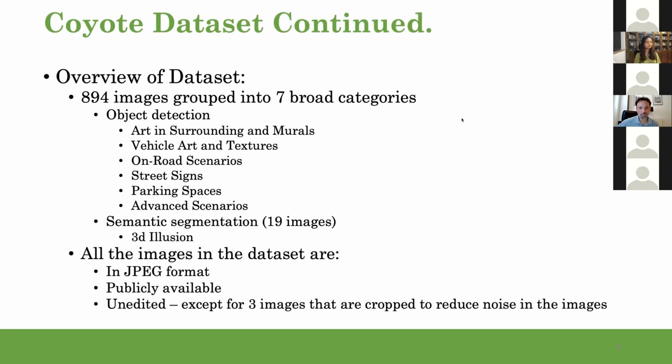So, the Coyote data set. The name Coyote comes from the cartoon we used to watch in childhood, where a roadrunner and a coyote run after each other, and the roadrunner passes through a tunnel, but the coyote hits the wall, the mountain. Many of you might have watched it. The data set contains 7 broad categories that result in 894 images. 6 of them are for object detection and 1 is for semantic segmentation. All of the images are in JPEG format and publicly available unedited images.